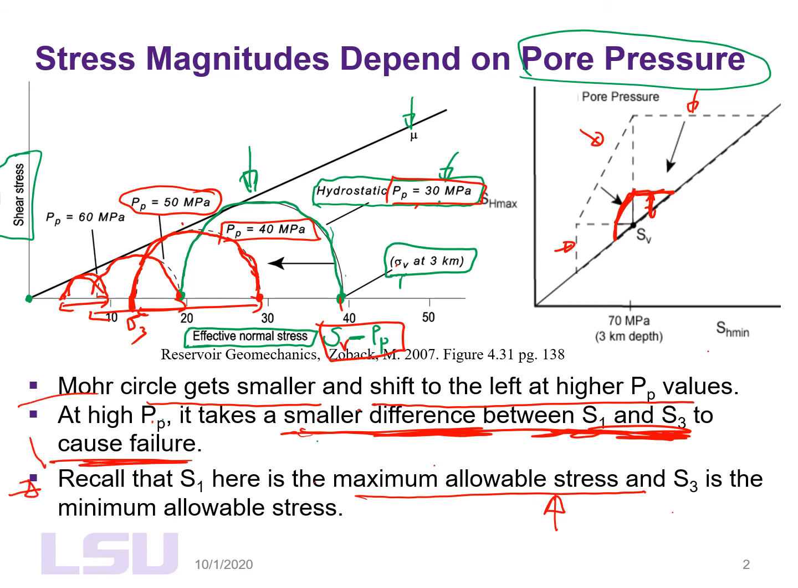And the last point, which is what I was jumping into, is that S1 is the maximum allowable stress, right? S3 is the minimum allowable stress. And those were what defined the upper and lower limits on the circle, right? But you take out pore pressure from them. And those will change depending on the faulting regime you are in.